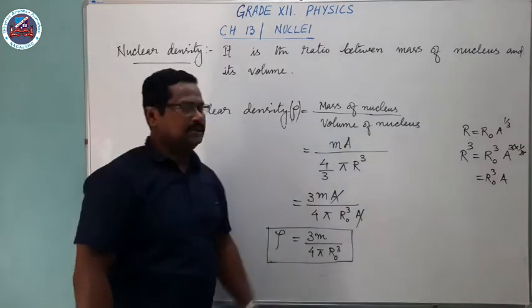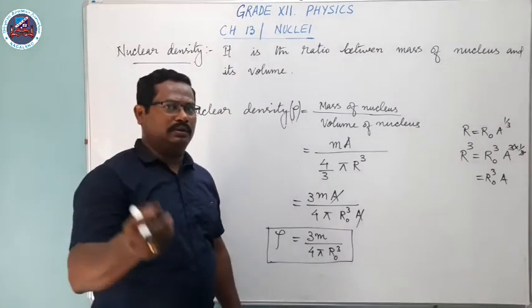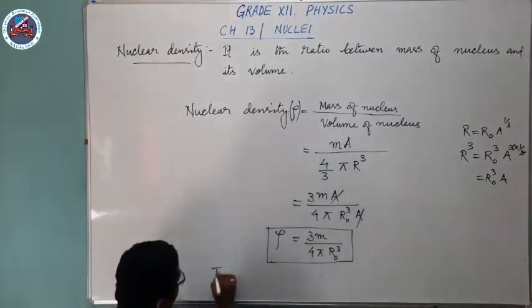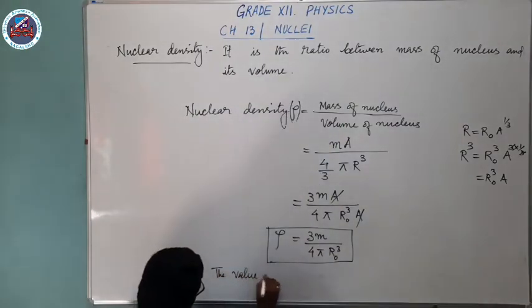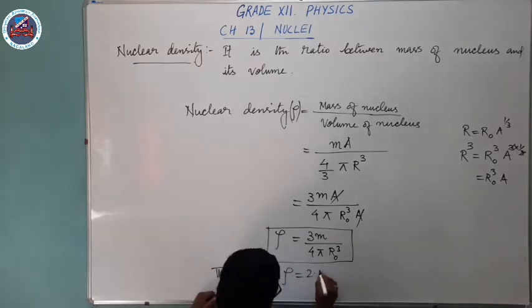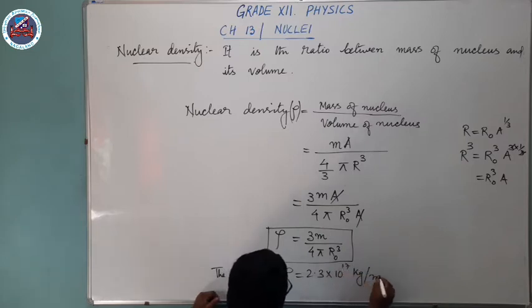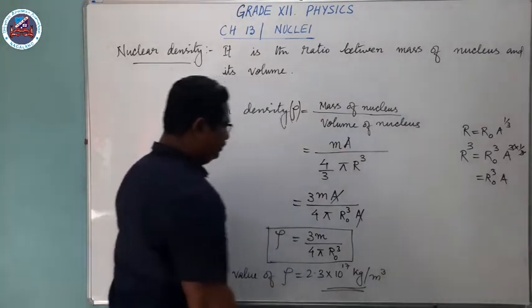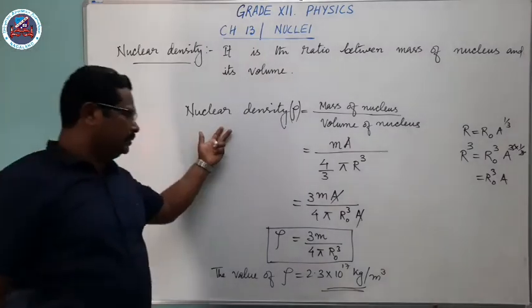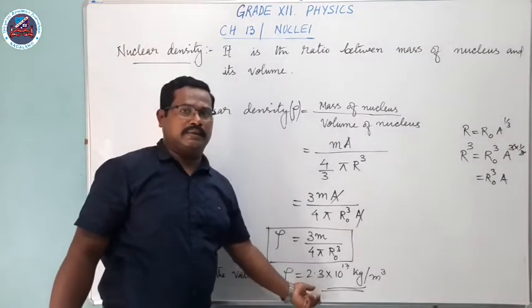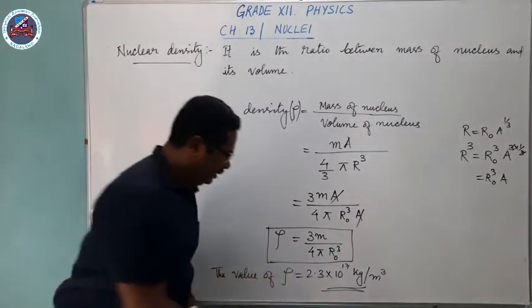But nuclear density is approximately constant for all the atoms. The value of rho is 2.3 into 10 to the power 17 kg per meter cube. The SI unit of nuclear density is kg per meter cube. So for any atom given to you, you should get approximately this value only. For any atom, the value is approximately constant.